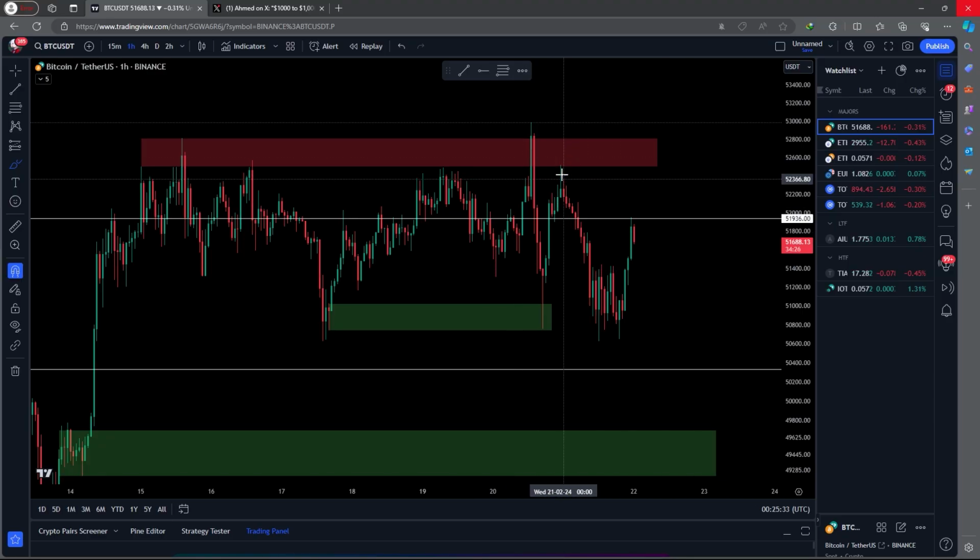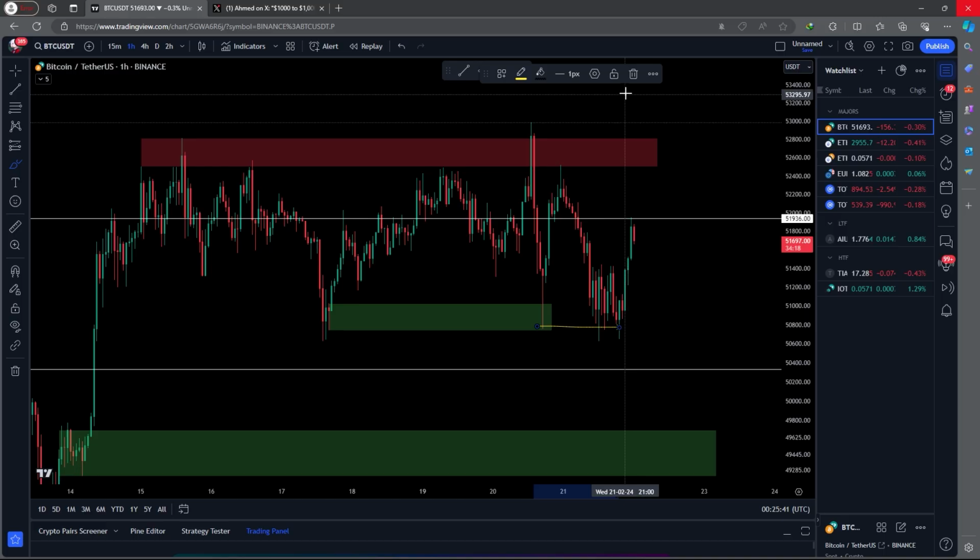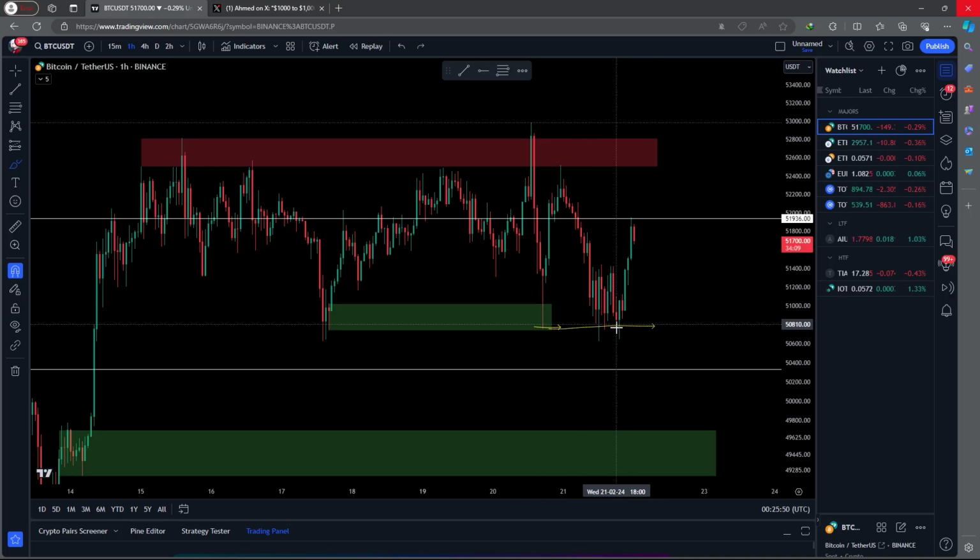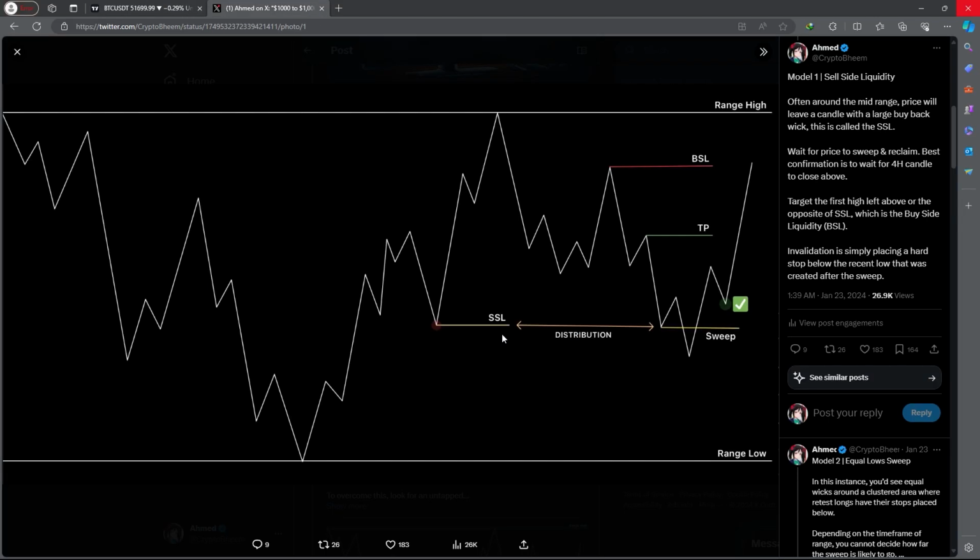So people could have shorted this, but people like me who just trade spot have to long, obviously. So we have to wait for the entry models that I've marked in the bullish side. I did not take this trade actually. Was of course asleep as usual, but this is the sell side liquidity. This is the sweep happening over here for the sell side liquidity. And now coming back to the picture, you see that between the sell side liquidity and the sweep, there's a distribution period.